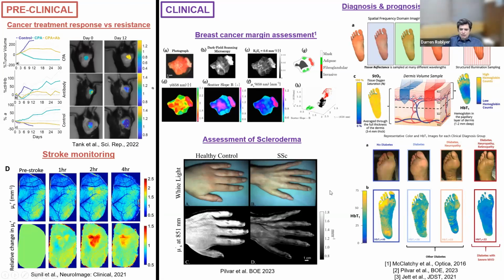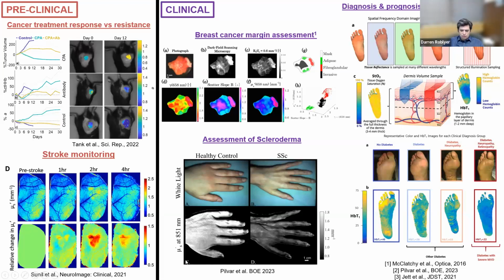And then one last example here. A student in my lab is pursuing a project related to a disease called scleroderma. Scleroderma is a skin disease where fibrosis builds up in the dermis. It also builds up on internal organs of the body, like the lungs, so it can be fatal. And here we used SFDI to measure the hands, but also the arms of patients. And we're looking at a comparison between a healthy control in white light and someone with scleroderma.